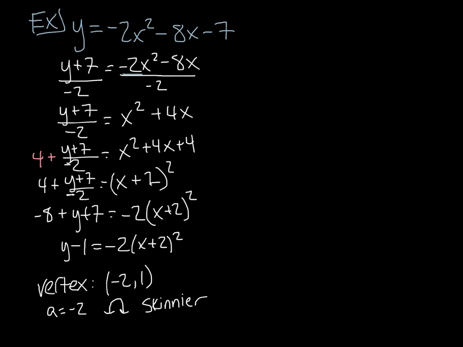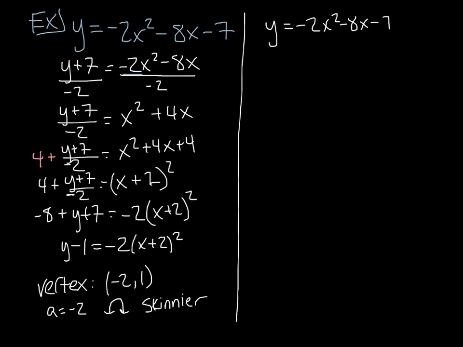So let's go over on the right side here, and let's try this keeping everything on the right side again. And let's see just how different it looks. So we're going to start with y equals -2x squared minus 8x minus 7. That's an 8, okay?